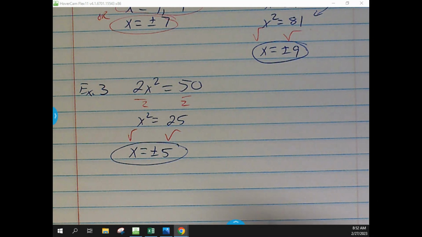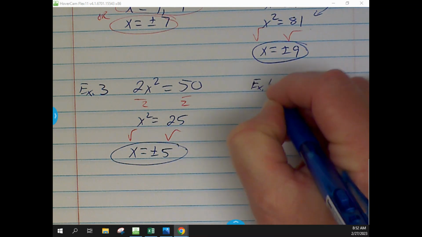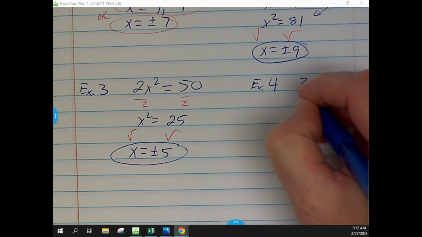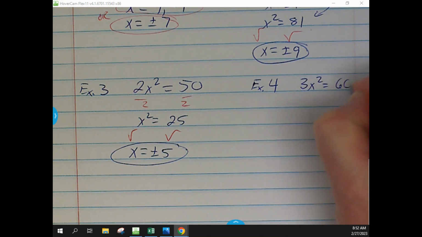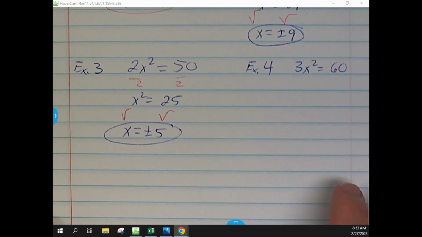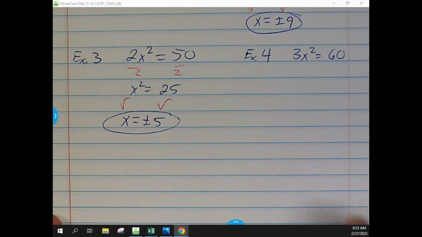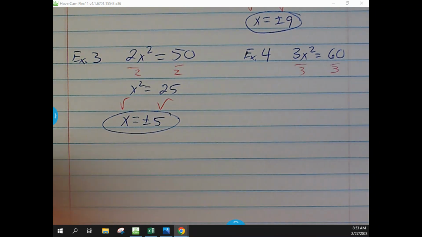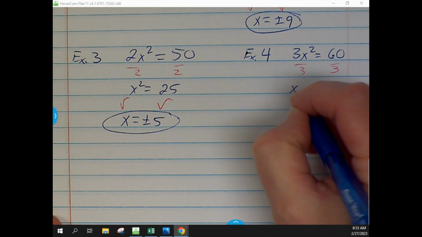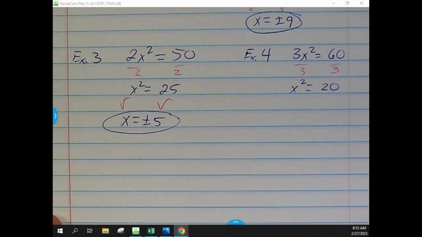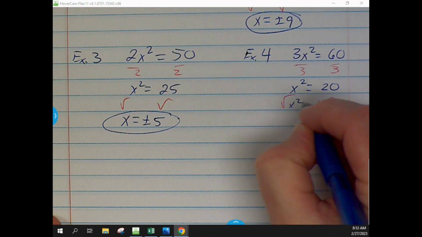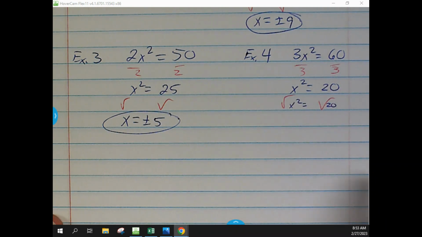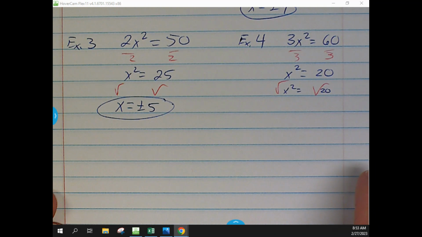Okay. And then last couple ones we've got here. Because all these have been perfect square roots, just remember that sometimes when you do these, you're not going to get a perfect square root. You're going to have to work on breaking it down, simplifying a little bit. If you've got 3x squared equals 60, divide both sides by 3. Got x squared equals 20. So when you square root both sides, we've got the square root of 20. It's not a perfect square.